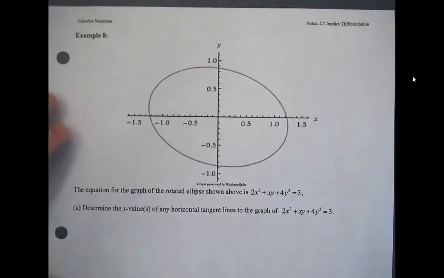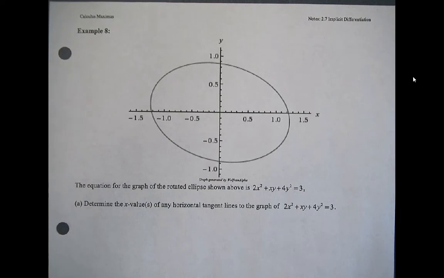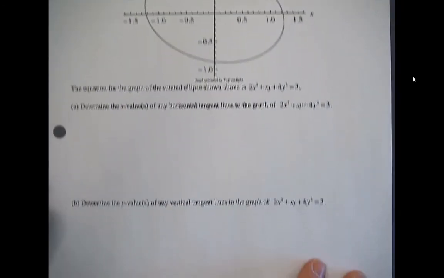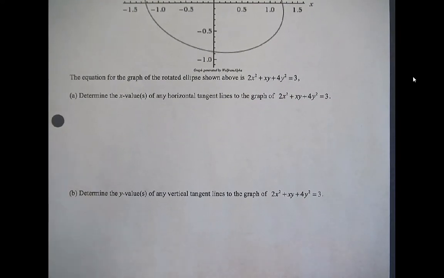Okay, so thankfully in the next example, Corpy drew it for us. He used some sort of program to sketch this rotated ellipse based on this equation. Determine the x values of any horizontal tangent lines to the graph. I'm going to encourage you to pause here and try to do this on your own. And then, as always, you can check in as you're going through.